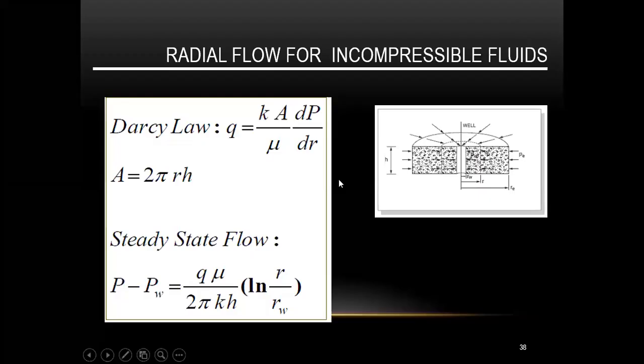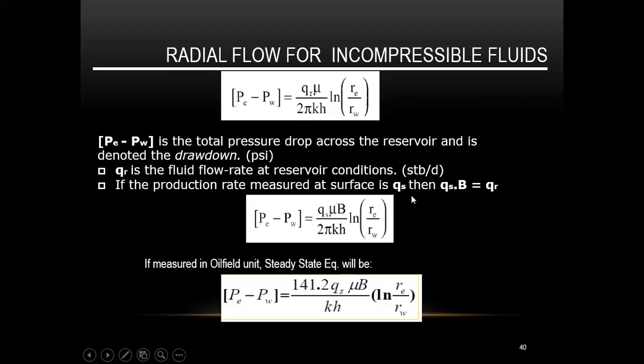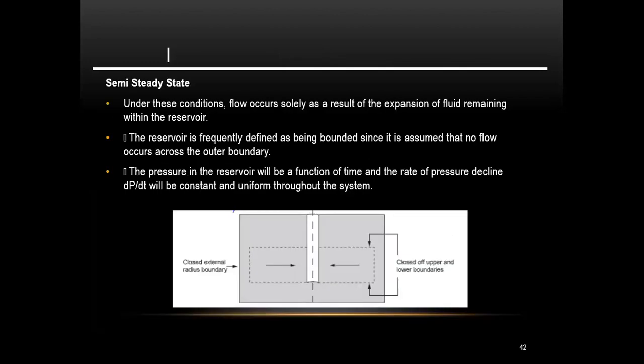Now let's go further, and this is the equation for a steady state condition, to find out the pressure difference from the outer boundary to the inside boundary. This is the external pressure at the outer boundary, PE, shown here, and PW is the pressure near the wellbore. The rest are all given: viscosity, formation volume factor, and so on. This is the equation. Now, for this case, it is all incompressible. We are talking about liquids only.